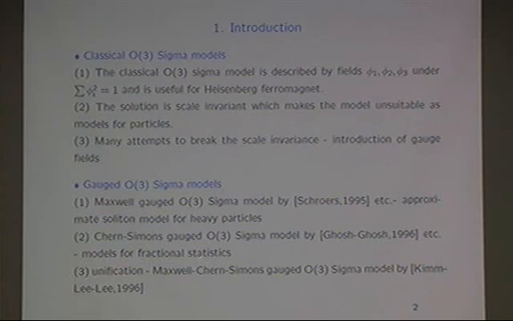And after that, Kim and Lee suggested a model which is called the Maxwell-Chern-Simons gauged O3 sigma model. And they insisted that their model unifies the two, this one and this one. So in this paper we are interested in this model.